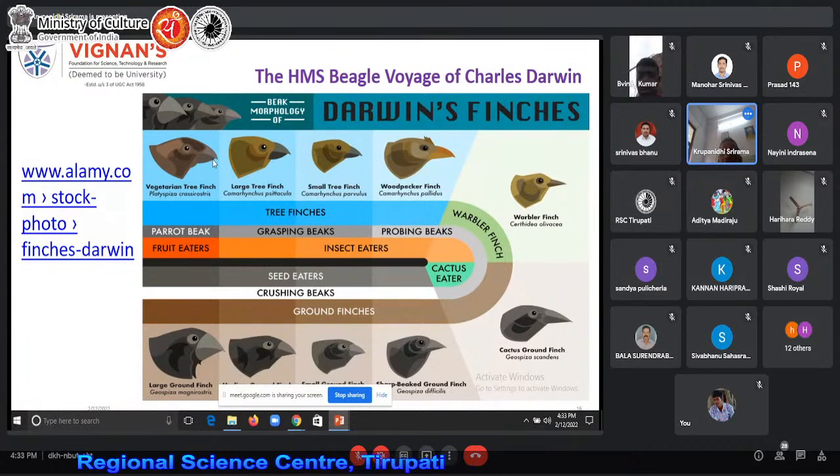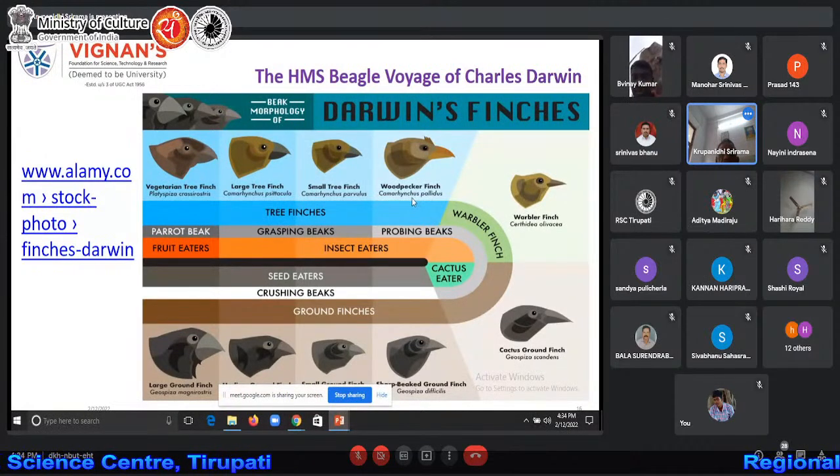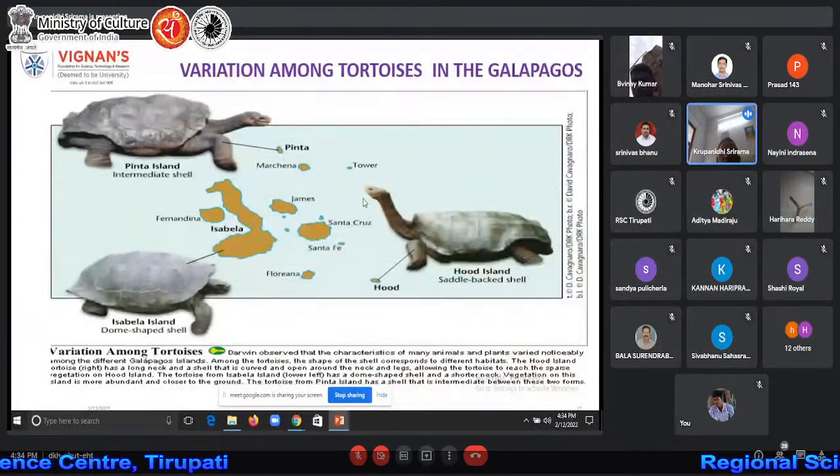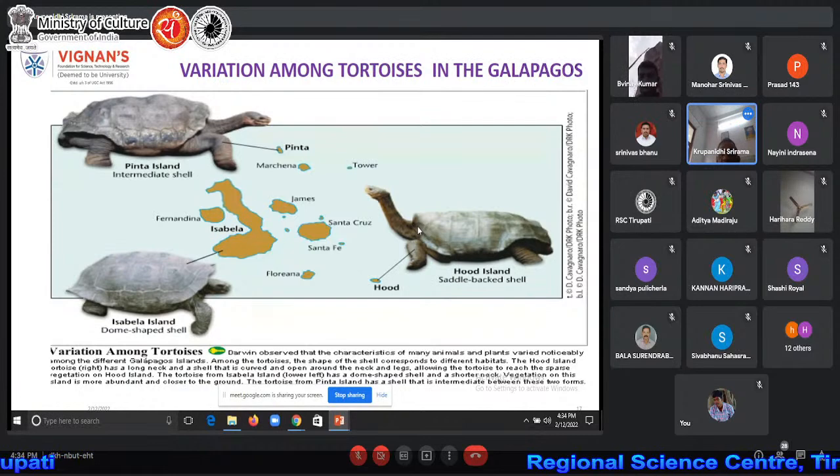What is it called? The small... What is it called? Their young ones. Their young ones are called nestlings. Okay. Now, after having gone through these Darwin finches, let us see the tortoises, land tortoises. So there are three types of the land tortoises.